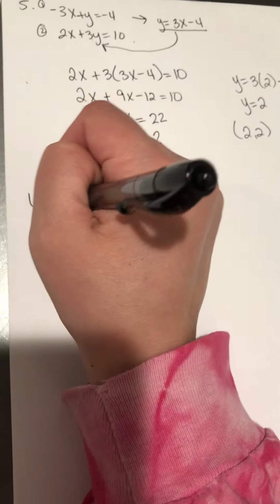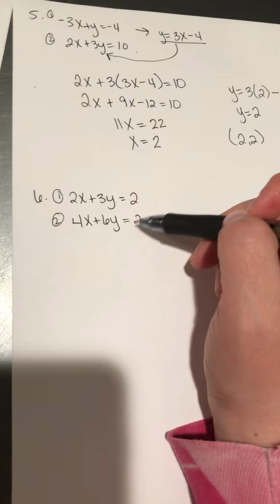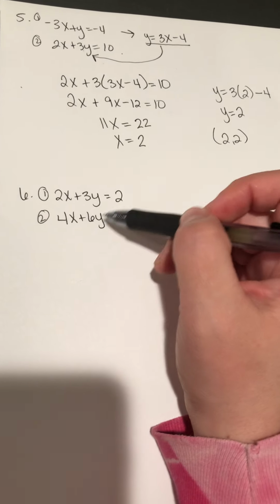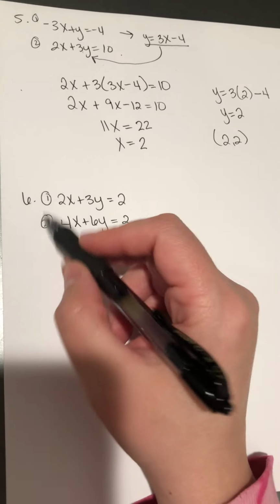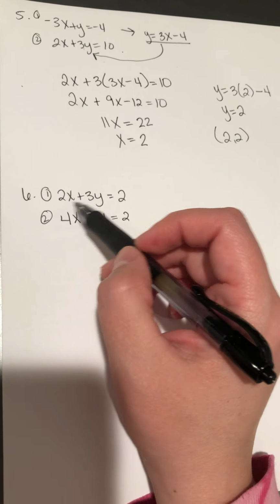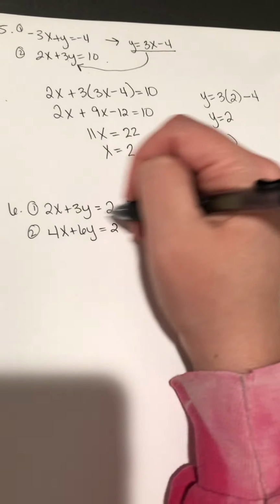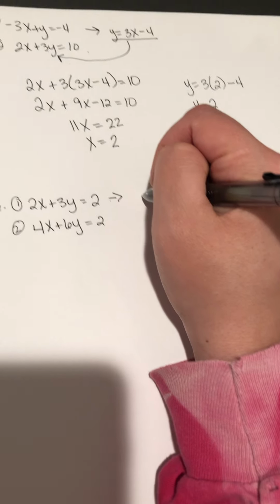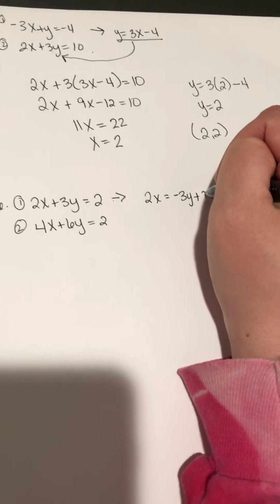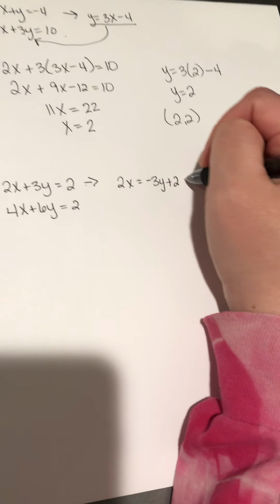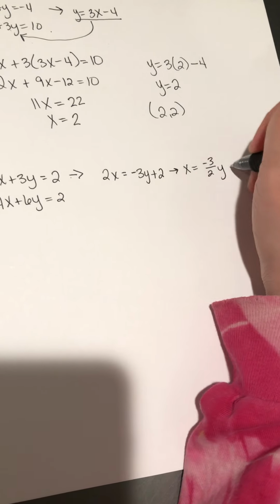Okay, so here I'm going to pick one of these. None of them have a coefficient of 1. None of them are solved for me, so it doesn't matter what you do. Typically, if none of these have a coefficient of 1, I'll pick the one with the smallest coefficient and go with that. But it really doesn't matter. So I'm going to solve this for x. So we have 2x is equal to, if I subtract 3y, negative 3y plus 2. And then divide by 2, I'm going to have x is equal to negative 3/2 y plus 1.